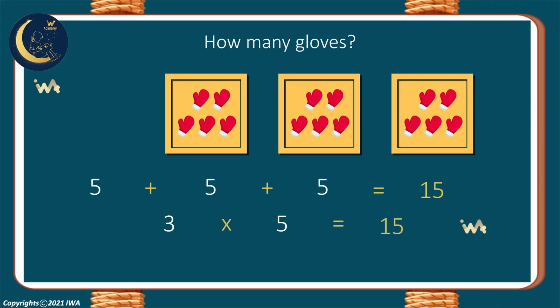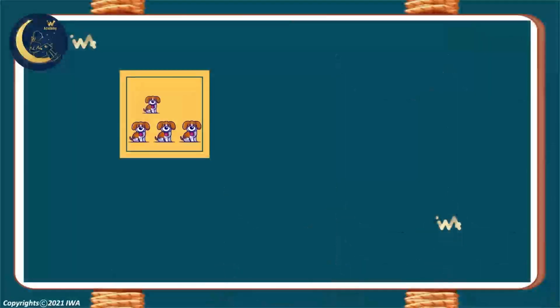This can also be read as 3 fives. Good. So let's read the multiplication sentence together. Come on, try it with me. 3 multiplied by 5 equals 15. Amazing. Look at these lovely puppies.